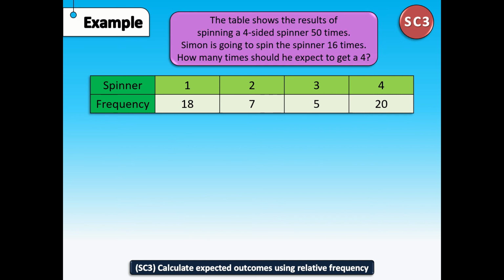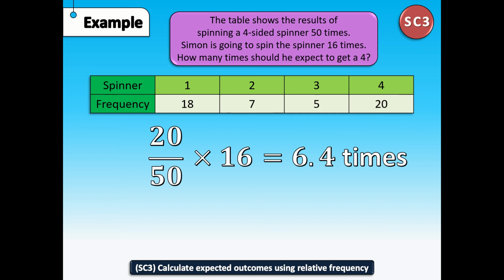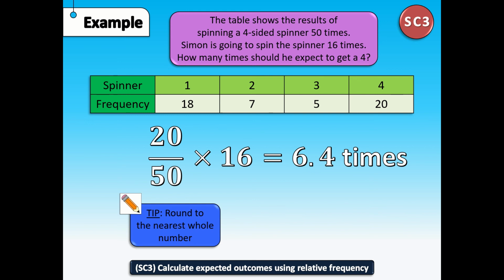This time, Simon is going to spin the spinner 16 times. How many times should he expect to get a 4? Well, the relative frequency for 4 is 20 out of 50. So we times that by how many times Simon is going to spin the spinner, 16. So our answer is 6.4. Now we can't get a number 6.4 times. So we need to round it to the nearest whole number. So we'd expect to get a 4 6 times.